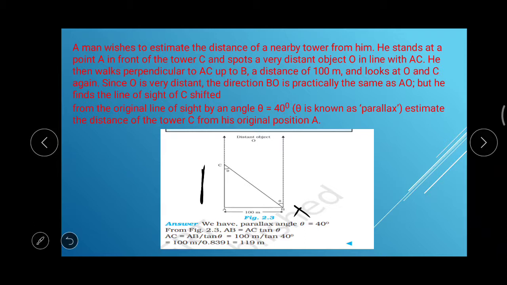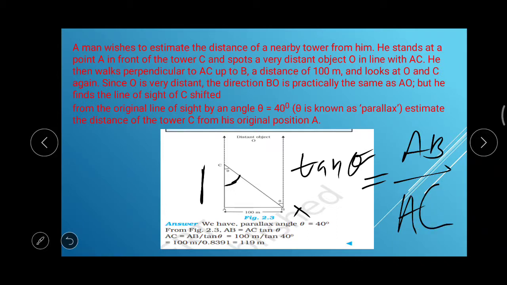Okay, this is the actual question, and you are given the theta angle, the variation in the observation angle. And you have the AB value as 100 meters. You know that if you are considering the tan theta concept, then tan theta is equal to the opposite side, that is AB, by the adjacent side, that is AC. Okay, this is AB by AC.